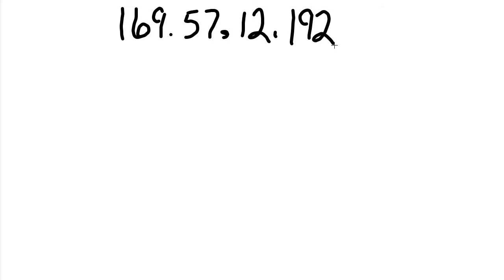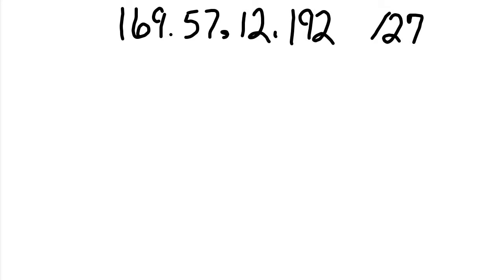169.57.12.192. And y'all are saying, why in the world is he picking these weird numbers? Well, I just want to show you some examples and how they can be really weird sometimes, but still work out to be something that we can use. All right, and for this one, I'm going to have a subnet mask of /27.